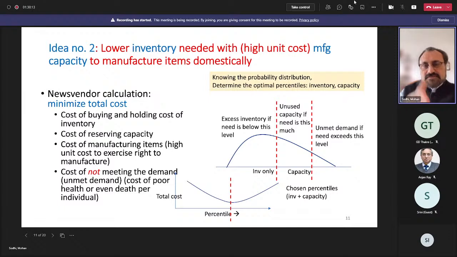So service level up to say 60% is met by inventory. And then, where we were talking about the 88th percentile, now we might be able to do the 95th percentile, and say we'll meet up to the 95th percentile by these capacity contracts with auto manufacturers or whoever.